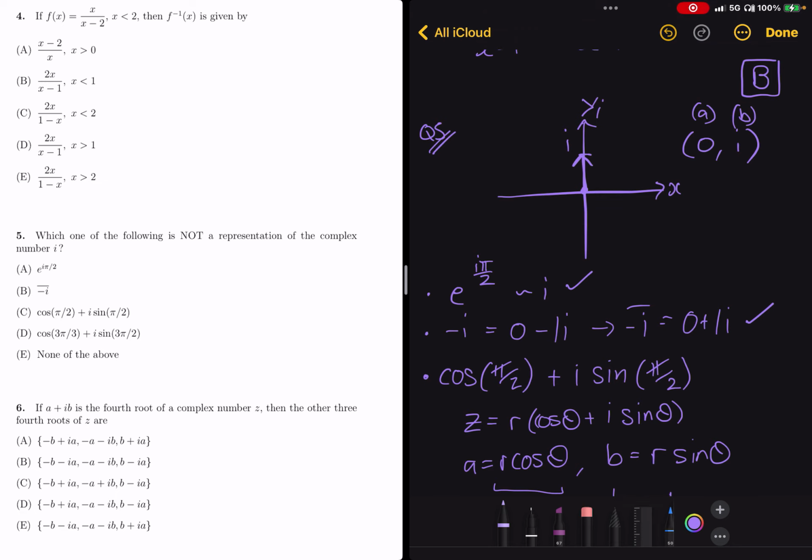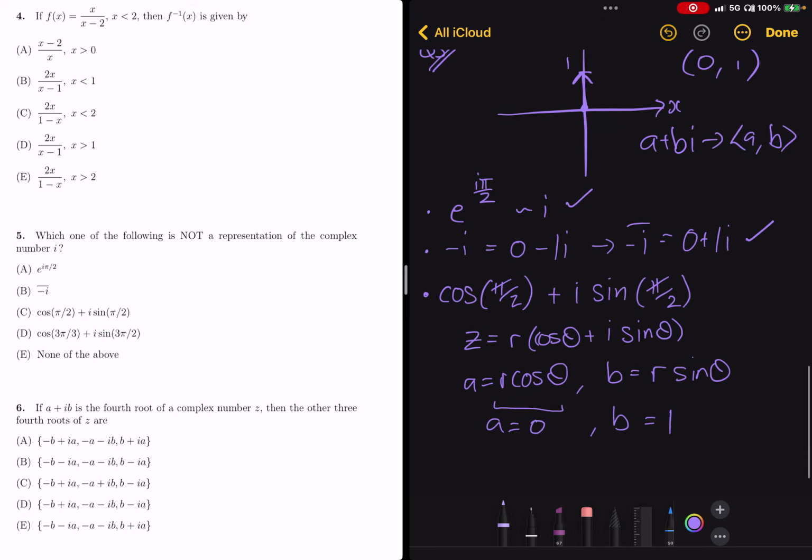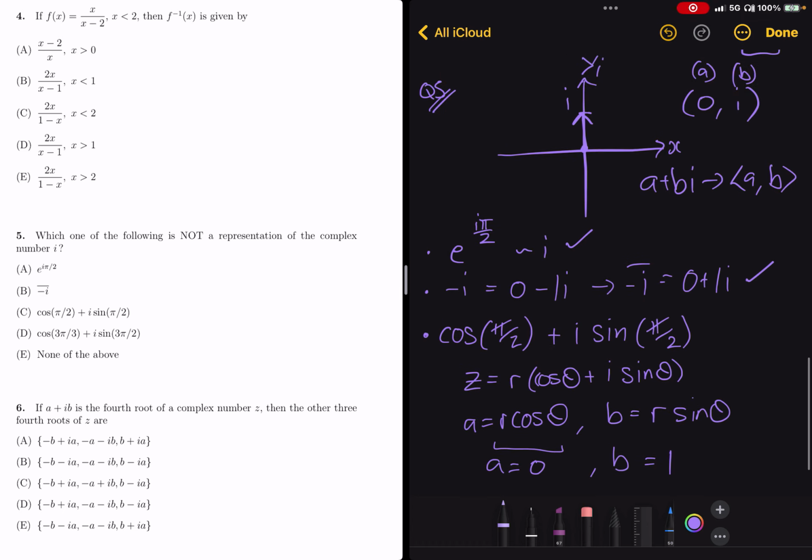The b value here in the vector, because we have a plus bi, and this reduces to the vector ab. The coefficient of the y-axis term in the complex plane is 1. And so this checks out as well. So A is correct, B is correct, C is correct. They're all the same as the complex number i.